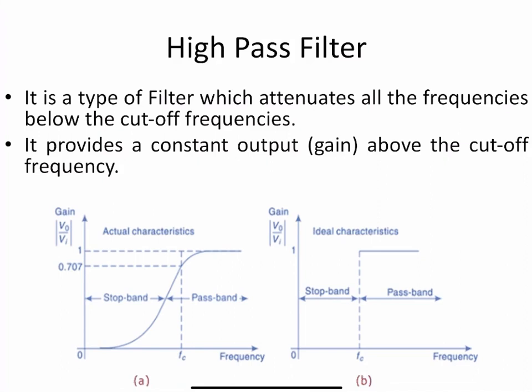But in figure B, there is a response curve for the practical high pass filter. From 0 to FC, there is a stop band, and above FC there is a pass band. You can see this is a pass band and this is a stop band. Between the pass band and stop band there is some transition.